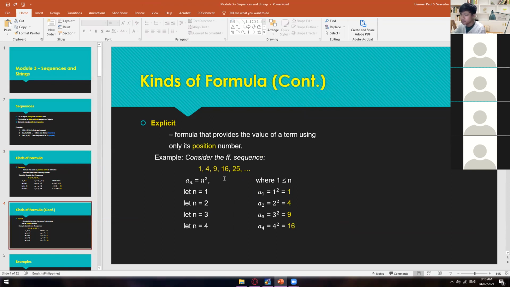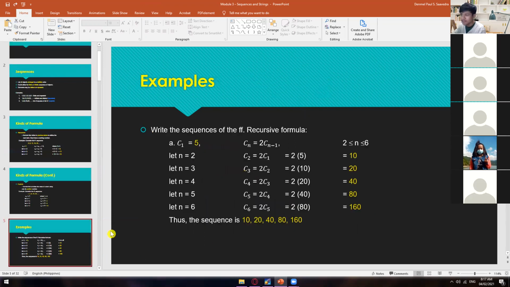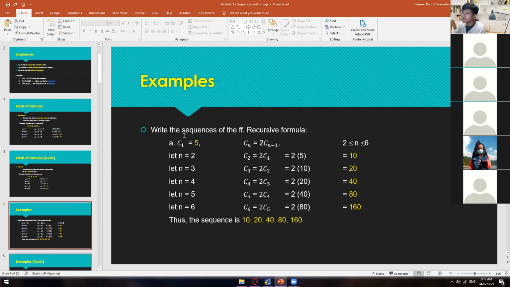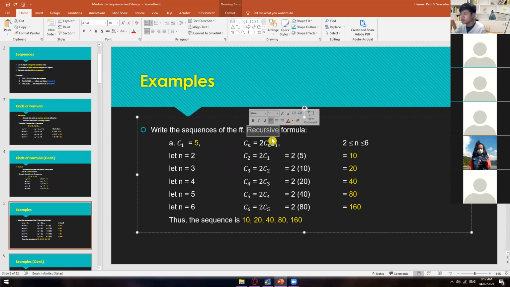So were you guys able to learn the difference between explicit and recursive? Yes, sir. All right. Okay, so let's have more examples. Write the sequences of the following recursive formula. Take note, in recursive, you have to indicate everything.